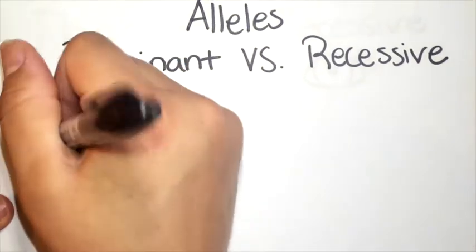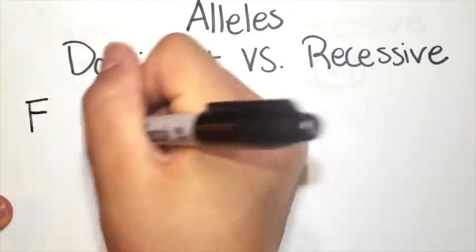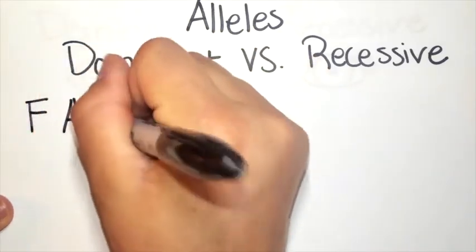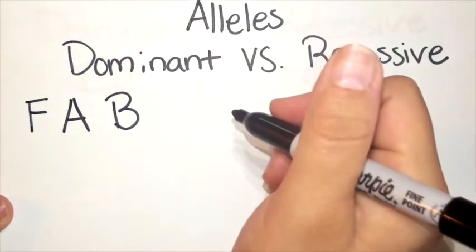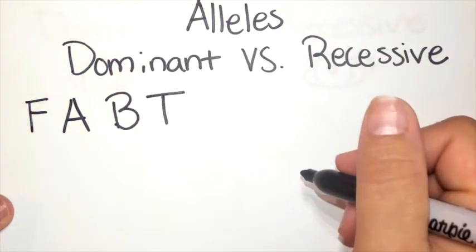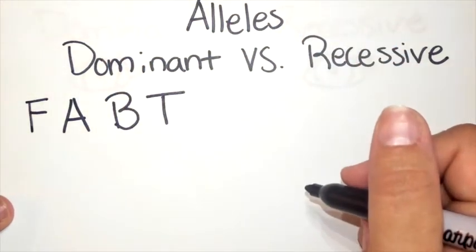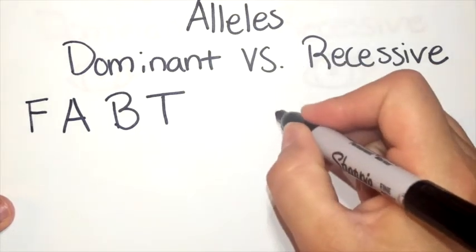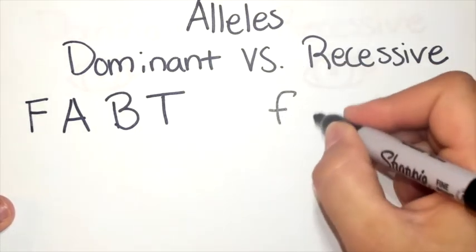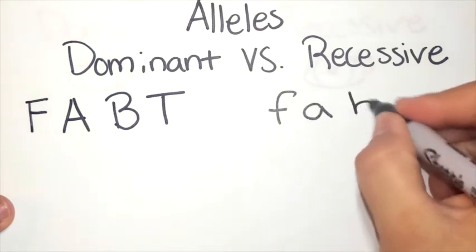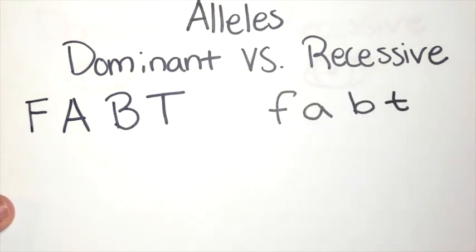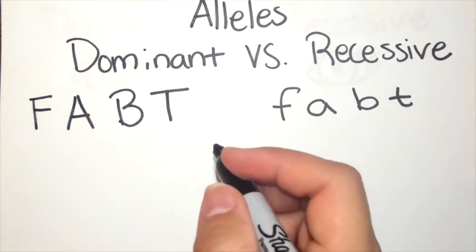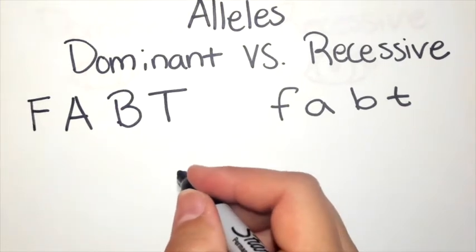We always express our alleles with the alphabet to represent them. So for dominant, we always use capital letters. That could be a capital F, capital A, capital B, capital T. It needs to be a capital letter that you're not going to get confused with the lowercase letters. So recessive would be paired up with a little f, a little a, a little b, and a little t.